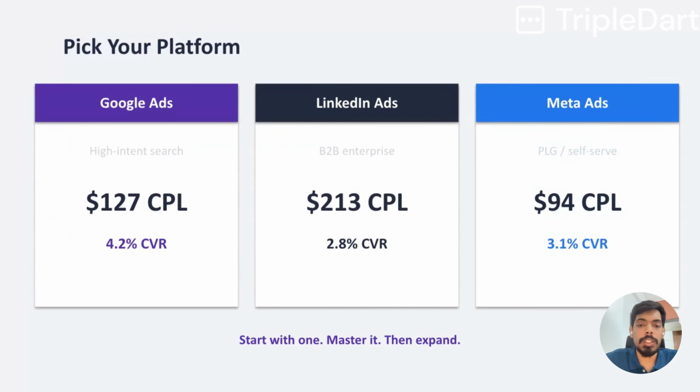For platform selection, Google Ads averages around $127 cost per lead and works best for high intent search. LinkedIn averages over $200 per lead and it's better for enterprise B2B targeting. Meta is somewhere around $94 and it's suitable for product-led growth. Start with one of these first.